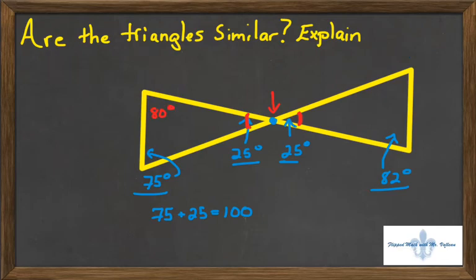Now from here, we can take a look at the other triangle, and you can either do the math to figure out all three of the angles, or you can recognize that if you add 82 and 25, you end up with 107, which is not going to allow this angle to be the correct measurement. So it would not fit the angle-angle similarity.